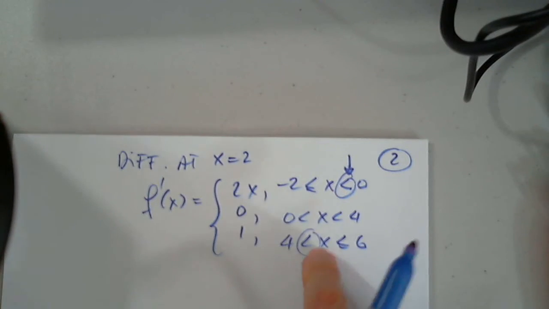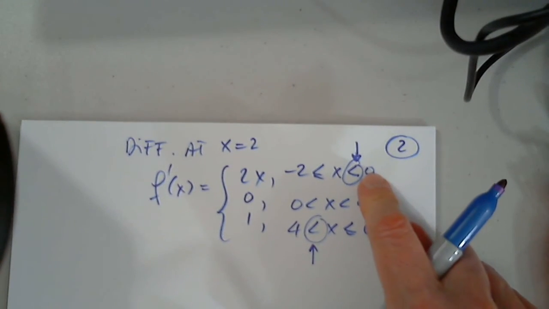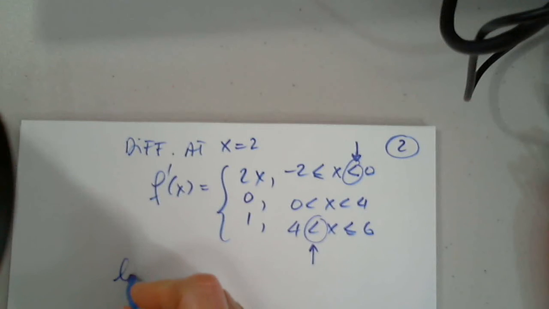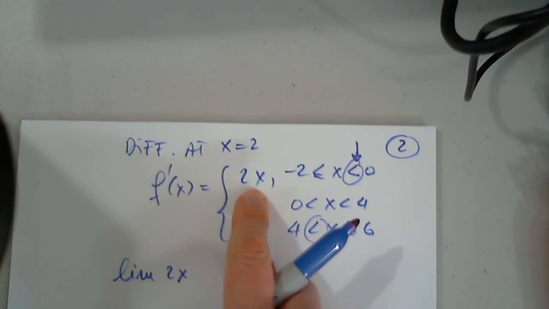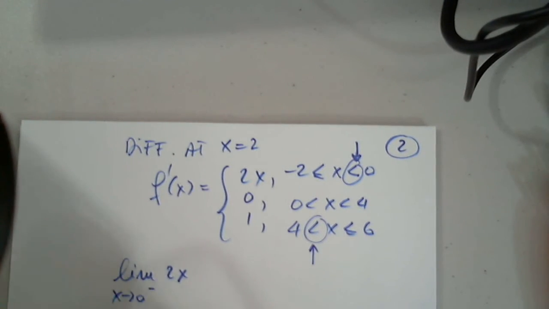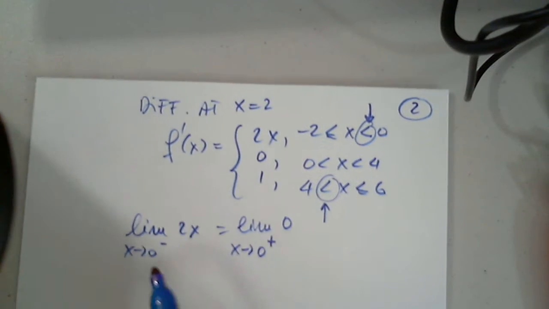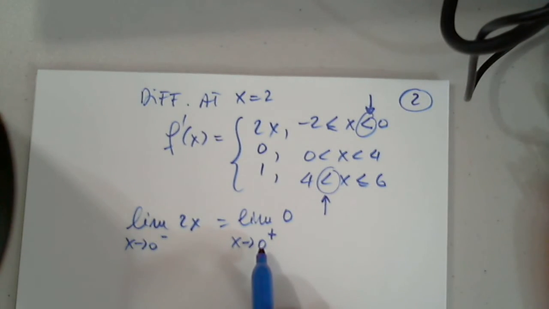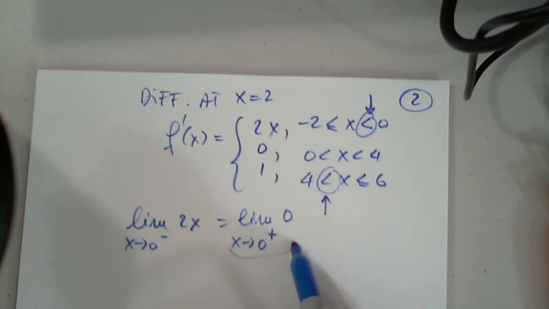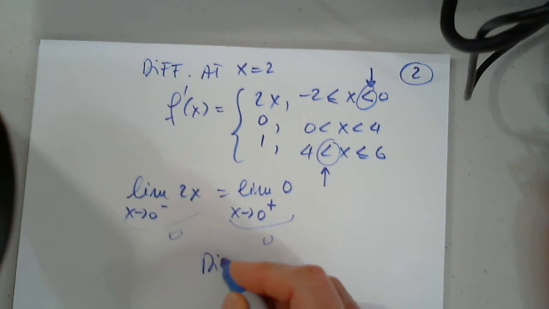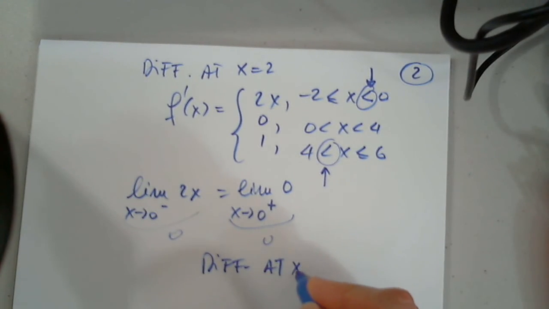But this is a different story. We're looking at one point for now. So the limit from 2x as x approaches 0 from the left must equal the limit of 0 as x approaches 0 from the right. If these two are not equal, then the function is not differentiable at 0. But it happens that this is 0 and it happens that this is 0. So differentiable at x equals 0.